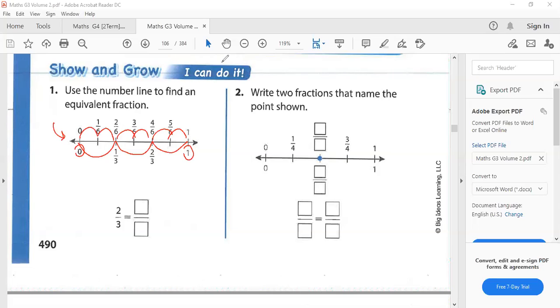Okay. So the question here is which fraction is equivalent or equal to 2 over 3? What is 2 over 3? Which fraction is in front of 2 over 3? 4 over 6. So both of them will be equal. 2 over 3 and 4 over 6. Both of them are equal, right? Yes. Muad, thank you.